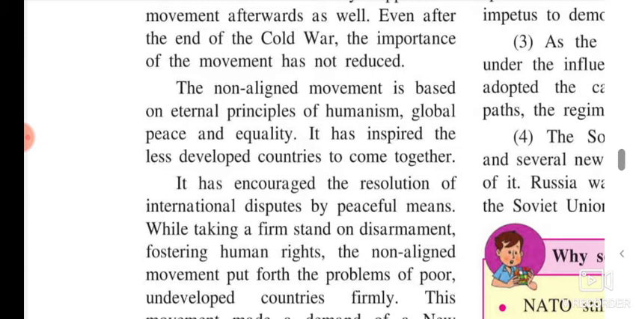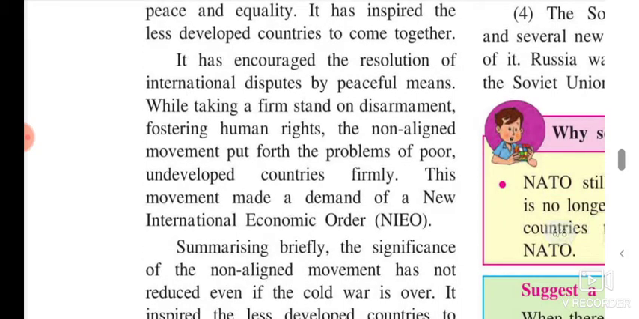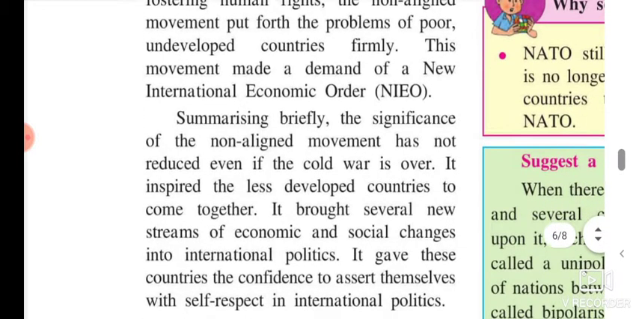It has inspired the less developed countries to come together. It has encouraged the resolution of international disputes by peaceful means, while taking a firm stand on disarmament and fostering human rights. The non-aligned movement put forth the problems of poor, undeveloped countries firmly. The movement made a demand for a new international economic order.